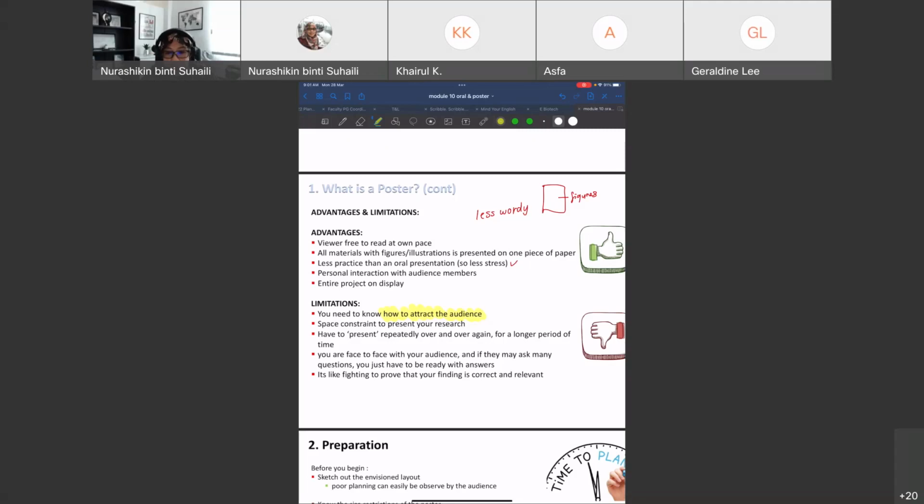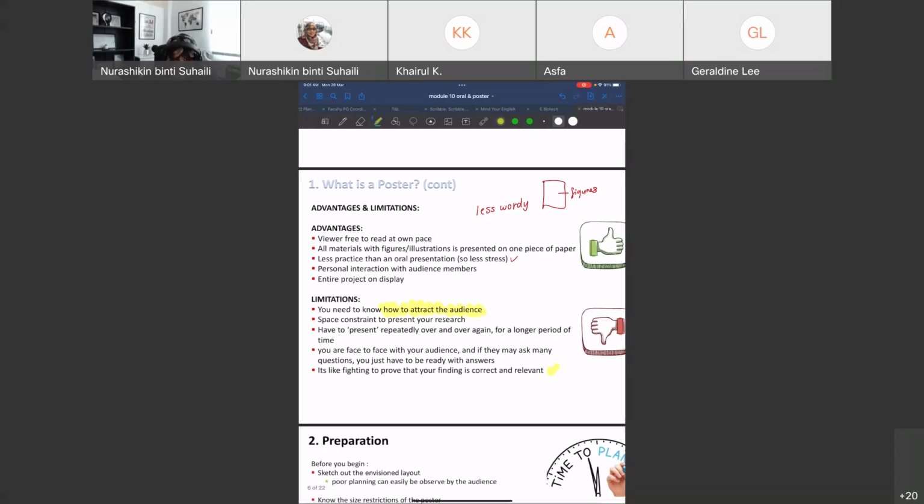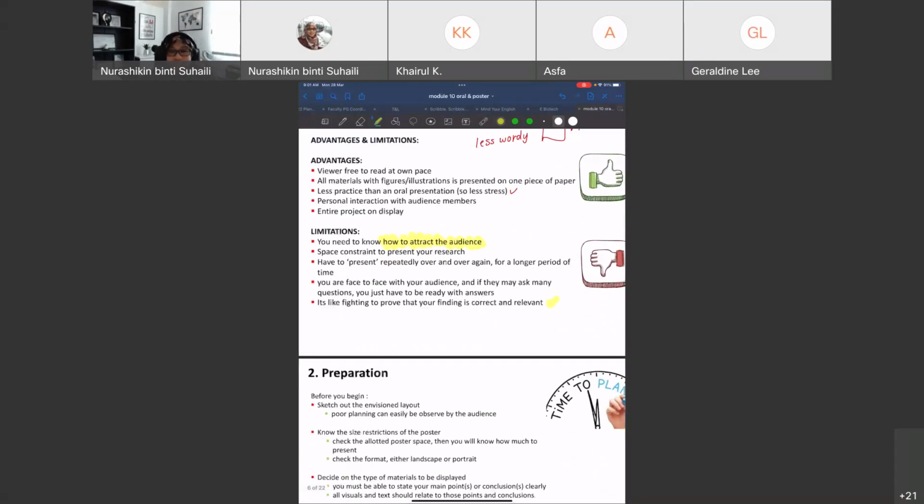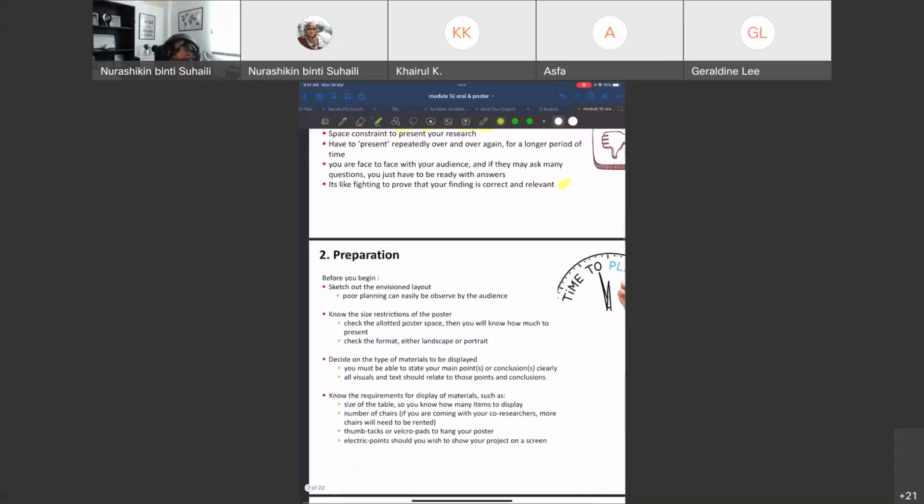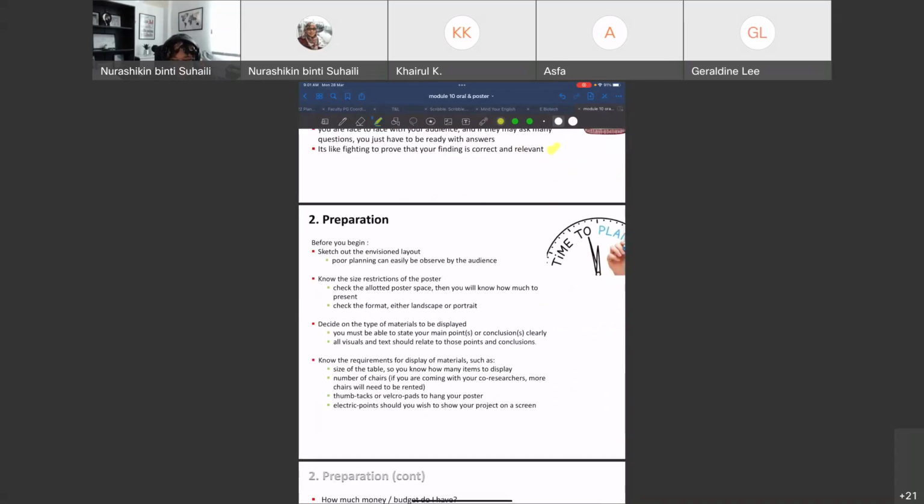I think this is more to the discussion of whether you want to how to discuss. I don't know why this point is included. Okay, so that's the limitation. Right? That's the limitation. So preparation. What are the preparation that you need to do?